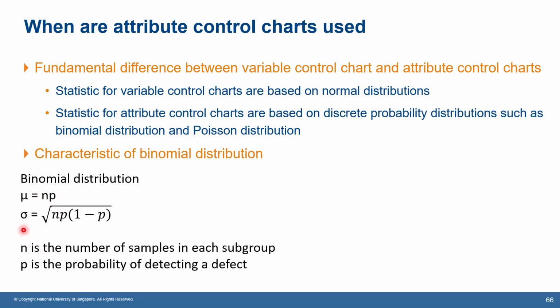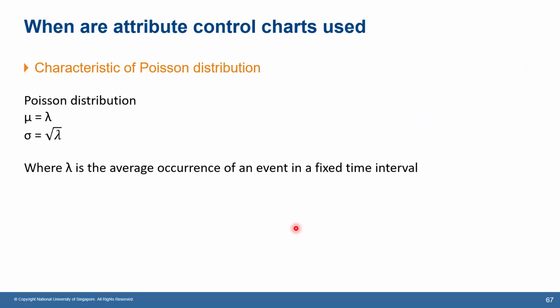and the sigma will be given by this equation. So n is the number of samples in each subgroup, p is the probability of detecting a defect. We briefly talk about the C chart. For the C chart, you will use the Poisson distribution. The Poisson distribution is given by these two equations.